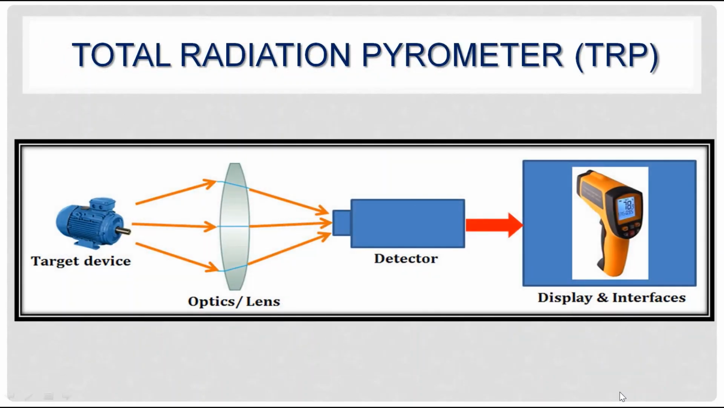So let's understand the first one, total radiation pyrometer. The total radiation pyrometer receives all the radiation from a hot body, which is received by a sensitive temperature transducer such as thermocouple. Total radiation includes both visible and infrared radiation. In this type of pyrometer, lens is used to focus the radiation on a radiant energy sensing transducer. In this arrangement, both absorption and reflection are absent. So, the entire radiation is captured.